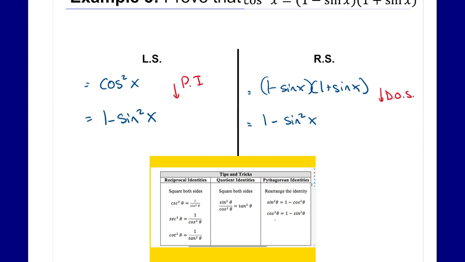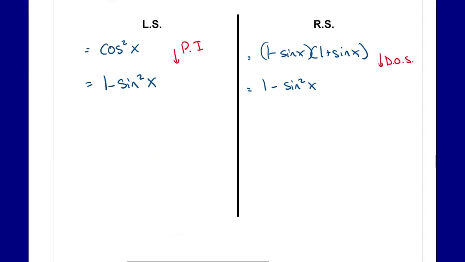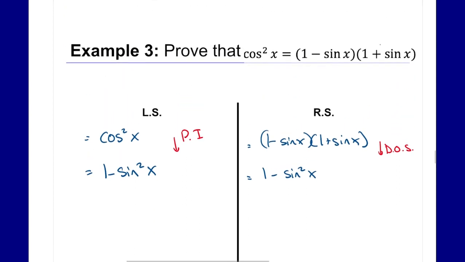So now I have the left side equals the right side. I don't actually have to do anything further, right? So this is just a quick look using two identities to convert. Left side equals right side. I've proven that cos squared x is equal to 1 minus sine x times 1 plus sine x.